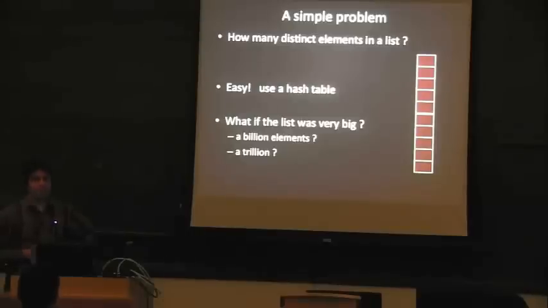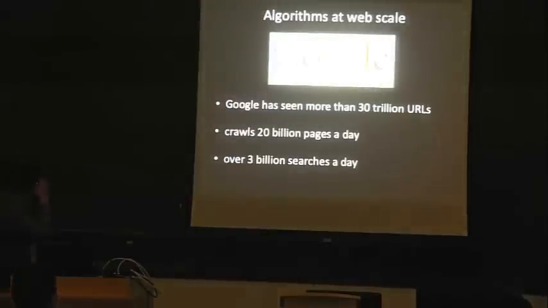Okay. So why would you care about a problem like this? Well, if you think about Google, for example, some statistics that they released earlier this year say that Google in its entire lifetime has seen something like 30 trillion URLs. They crawl something like 20 billion pages a day, and they serve about 3 billion searches a day, which means 100 billion searches a month. Okay, so that's the scale at which they're operating.